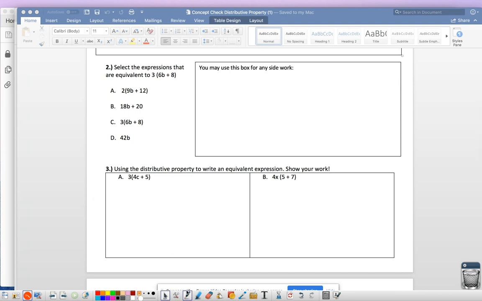Okay, number 2, it says select the expressions that are equivalent to 3 times (6b plus 8). Okay, so there are a couple of ways to do this. A lot of us talked about and liked using the arrows, where we draw the arrows going from 3 to 6b and 3 to 8. So 3 groups of 6b is going to be 18b. 3 groups of 8 is going to be 24, okay?